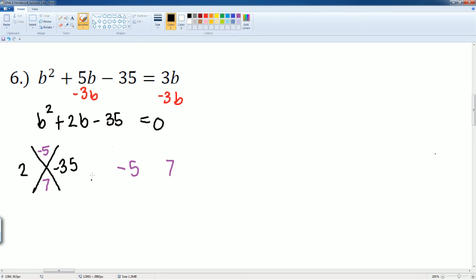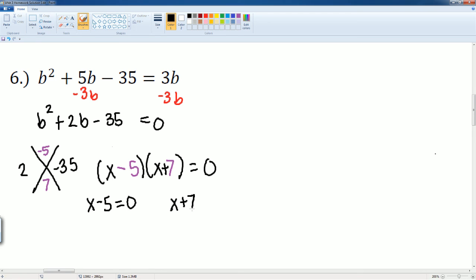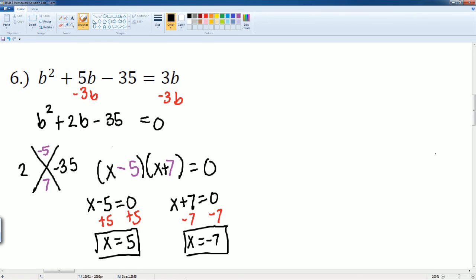So my two factors here, let's put it in factored form. It's x minus 5 and x plus 7. Set that equal to 0 like before. Now we solve. x minus 5 equals 0 and x plus 7 equals 0. We set each factor equal to 0. Add 5 to both sides for the first equation, getting x is equal to 5. Now we subtract 7 from both sides for the second equation, leaving us with x is equal to negative 7. Your two solutions here are x equals 5 and x equals negative 7.